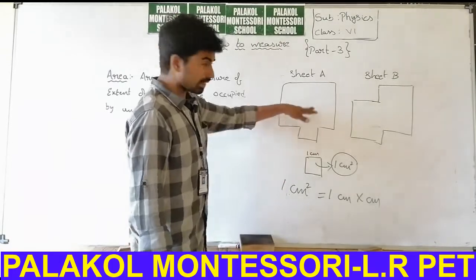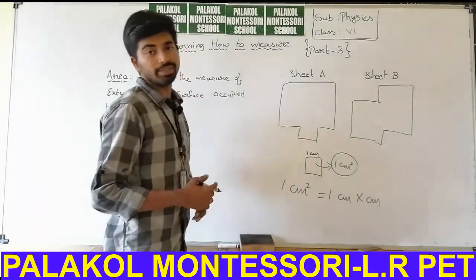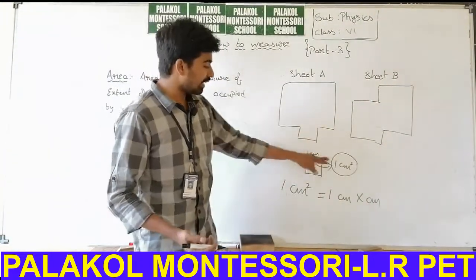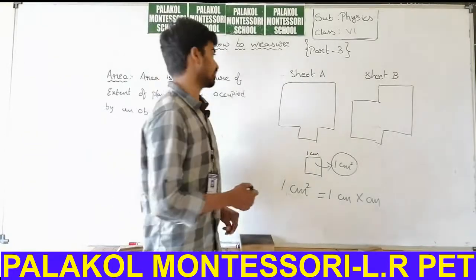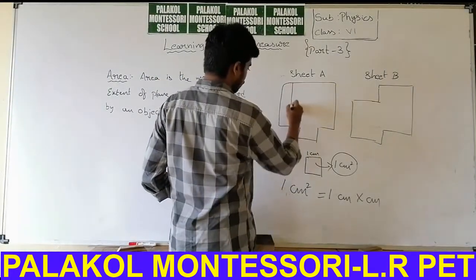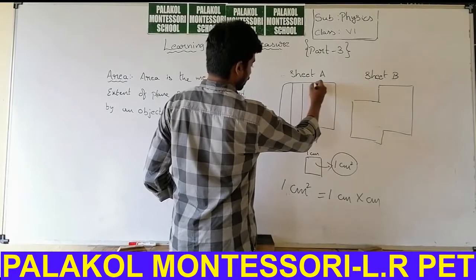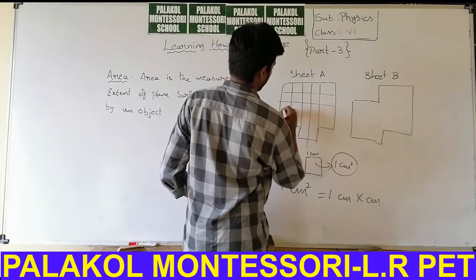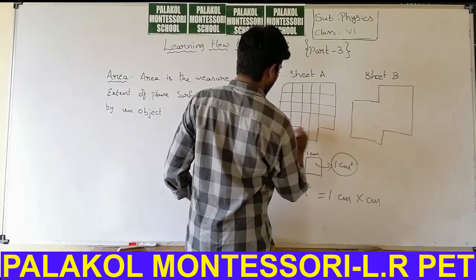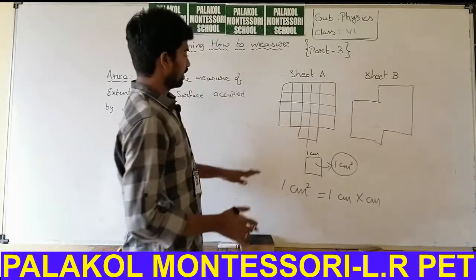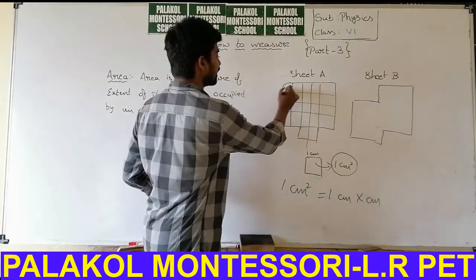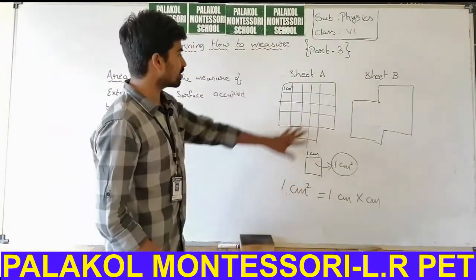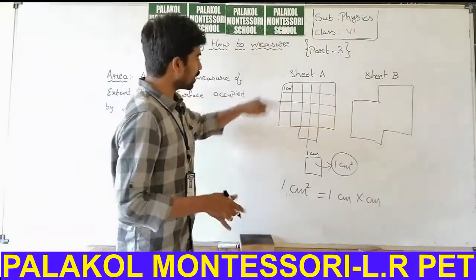So let us divide this complete sheet into 1 centimeter square boxes. Divide this complete area into 1 centimeter square boxes. So let us divide this. 1, 2, 3, 4, enough. Let us assume that I have divided it. Each box area is 1 centimeter square. So I have divided the complete area into 1 centimeter square boxes.